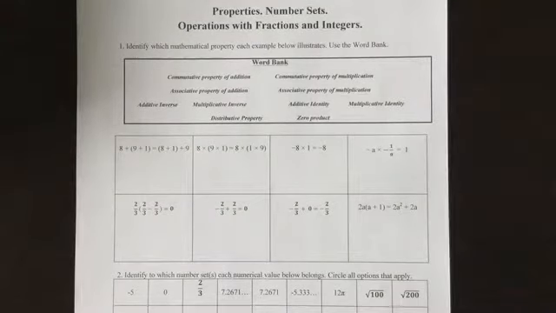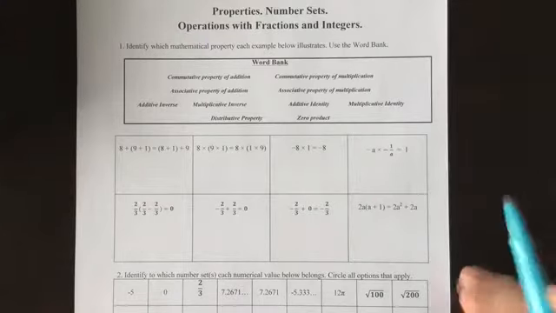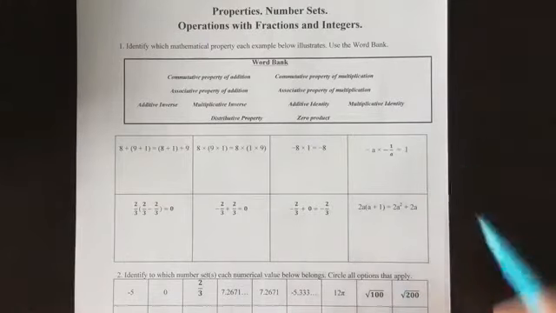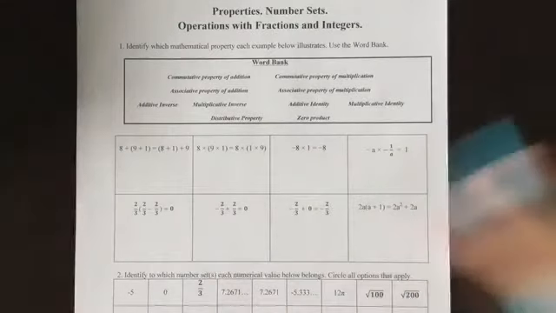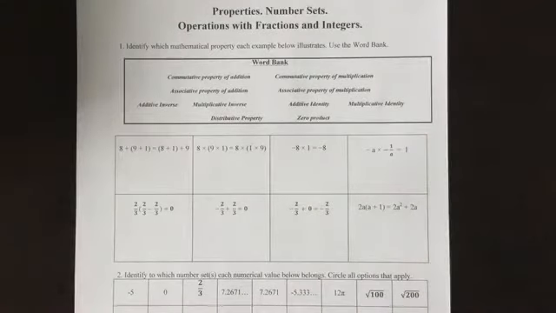Here we are on page 2 in our year-end review booklet. We're going to go over a lot of topics today: properties, number sets, operations with fractions and integers. It's a quick review. It's something we should remember from earlier in the year. For more detailed review, you might want to go back to that skills review booklet from the beginning of the year. That's where we have all our definitions of all our properties, our number sets, and things like that.